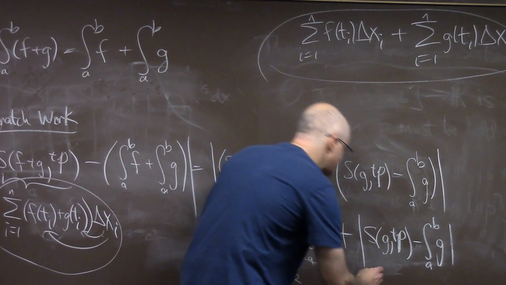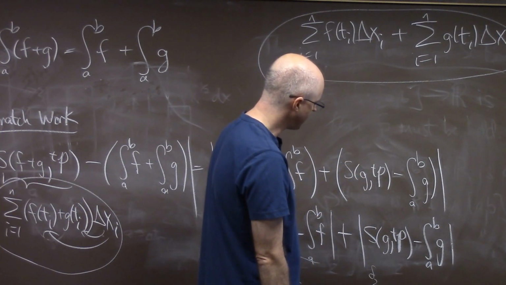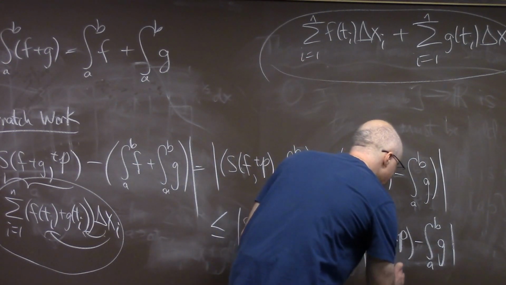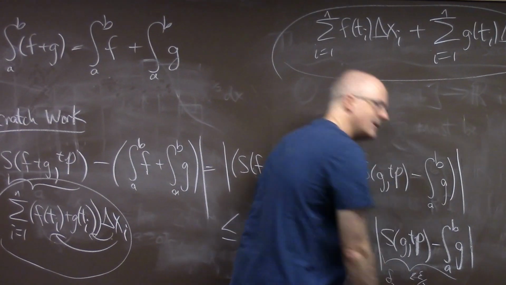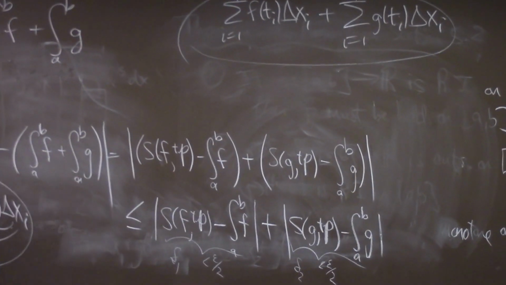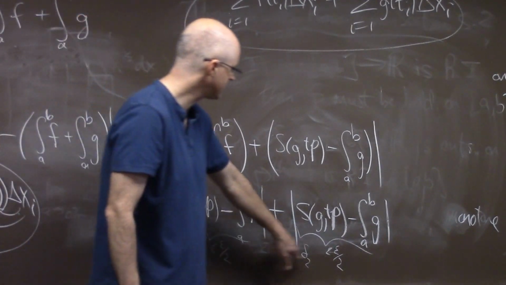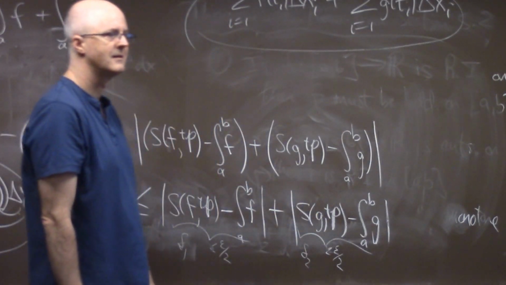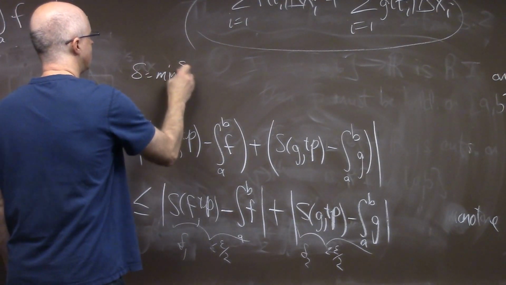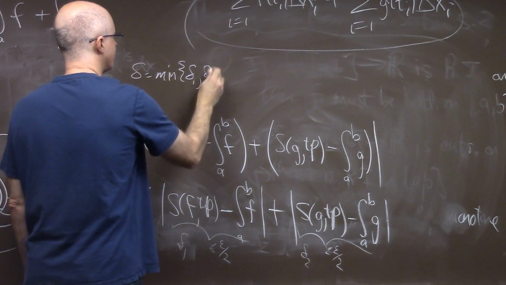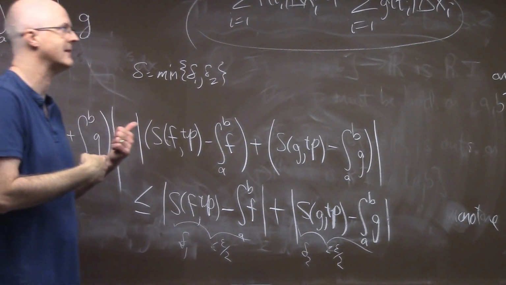And you can choose a delta 2. So if the norm of your tag partition is less than delta 2, this difference is in absolute value less than epsilon over 2. What do you think delta should be? If you've got a delta 1 to make this true and a delta 2 to make that true, minimum, yeah. Your delta will be the min of delta 1 and delta 2, not the inf. It's important that that's not an inf, although it equals the min in this case.